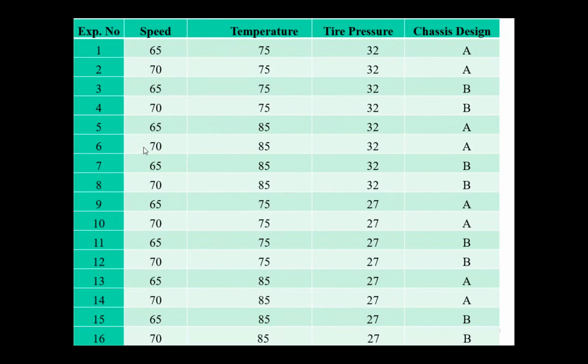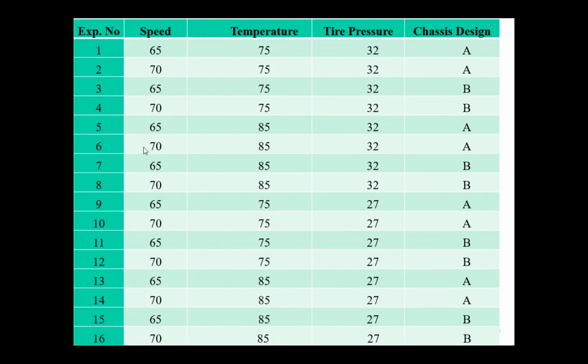The second column represents the speed, then the third one is the temperature, the fourth one is the tire pressure, and the fifth one is the chassis design. That is 4 inputs I am going to have, and for each and every input I am going to have 2 values. That is the 2 level values. We call them levels. In speed, the level 1 value is 65 and the level 2 value is 70. Similarly, for temperature, the level 1 value is 75 and level 2 value is 85. Tire pressure, level 1 is 32 and level 2 is 27. In chassis design, there are 2 different designs, A and B.